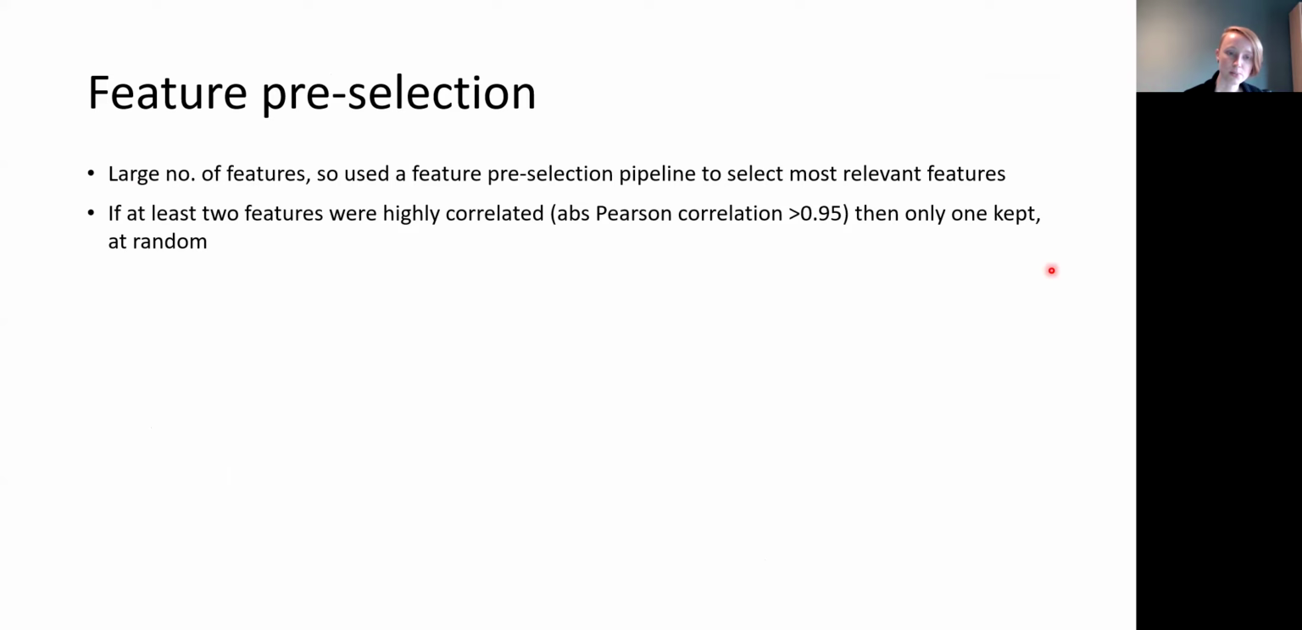Because there's quite a large number of features, they also added in a feature pre-selection pipeline to try and select the most relevant ones. This takes a few steps. The first thing they did was look at which two features, if any, were highly correlated with each other. So if they had a Pearson correlation of greater than 0.95 or less than minus 0.95, then they kept one of those two features, which they selected randomly.